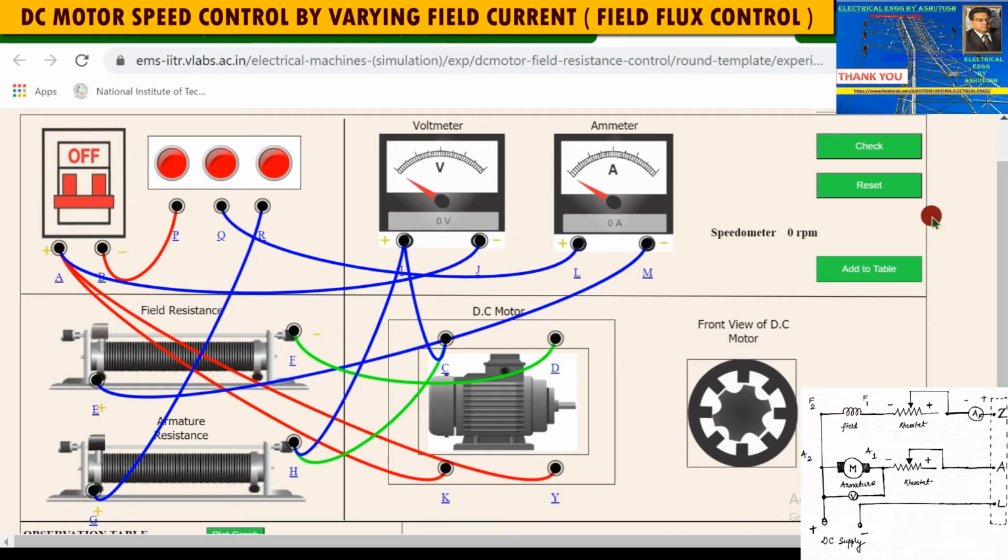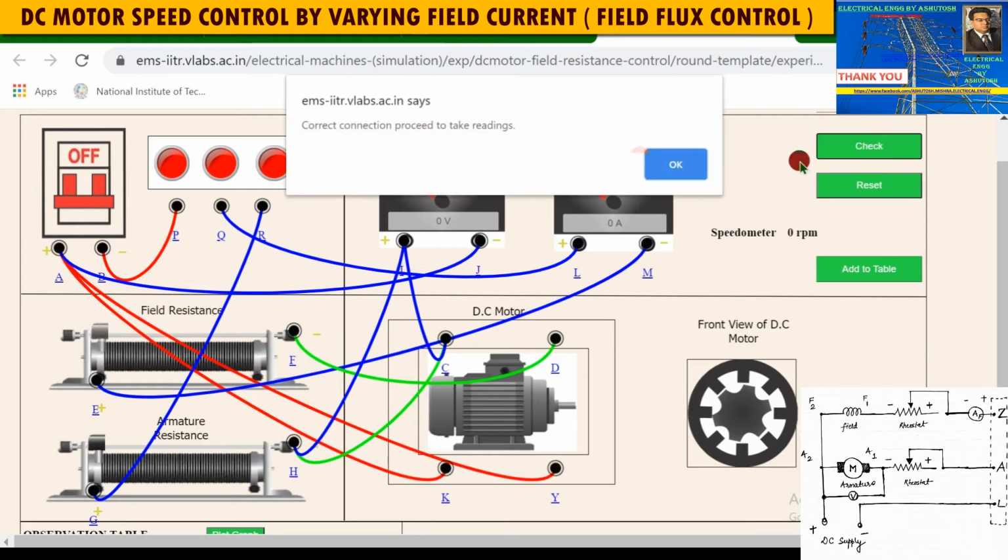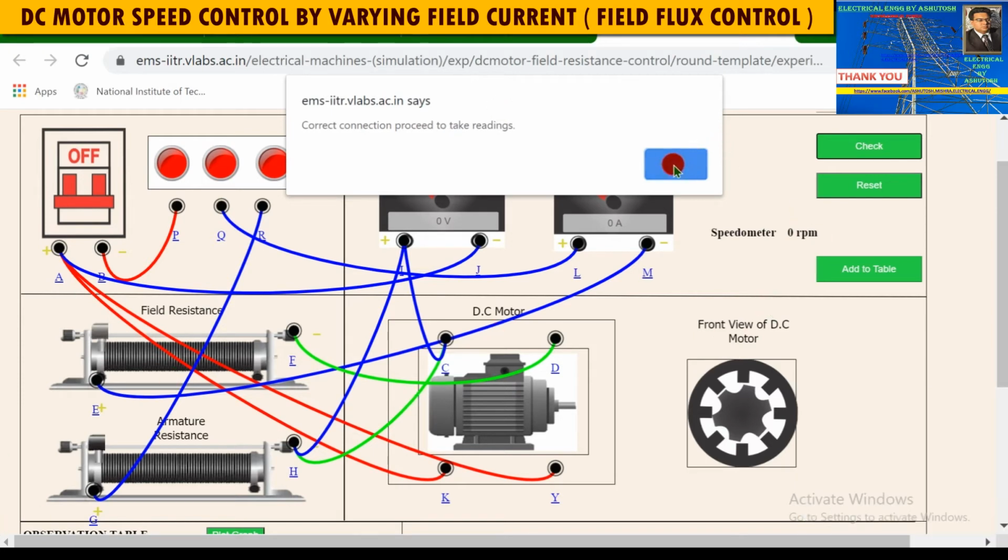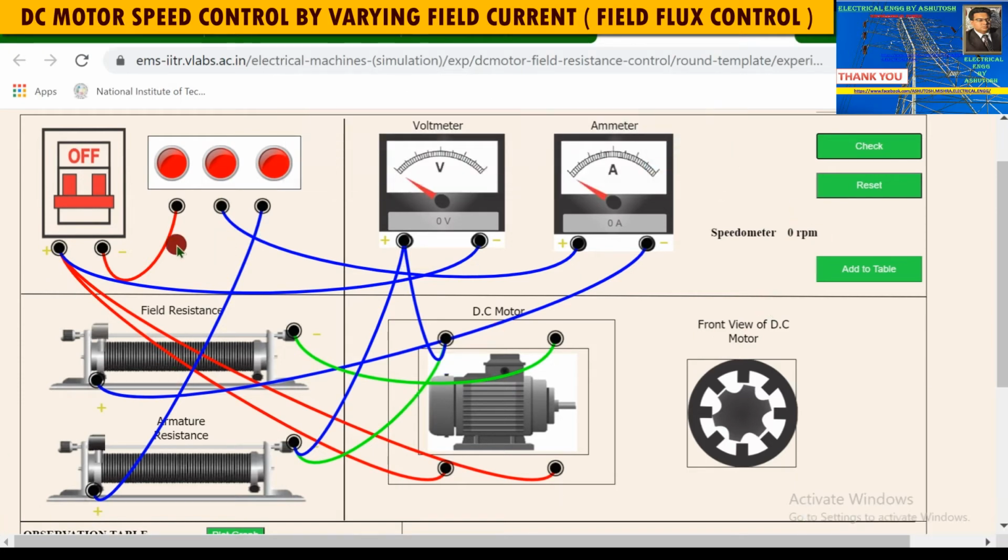Okay, and then check. Correct connection, proceed to take readings. Okay, so we have connected our circuit connections. Now just click on this and it will turn red, it will turn on. Okay, and what you have to do, first move armature resistance. First of all, set the value of armature resistance by sliding it.